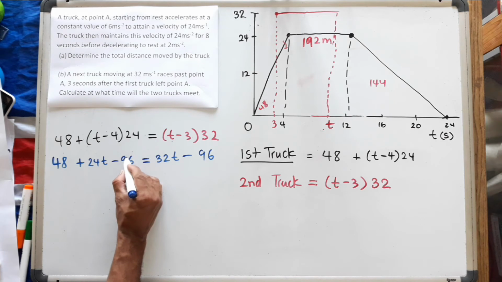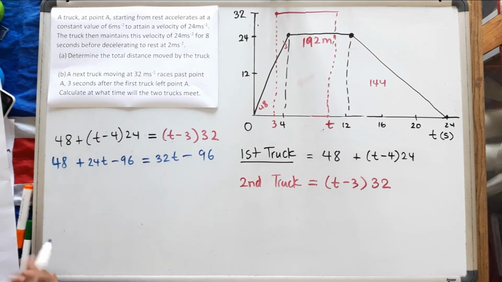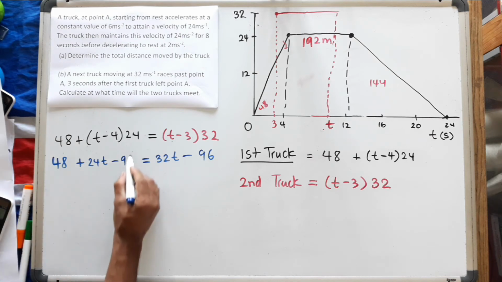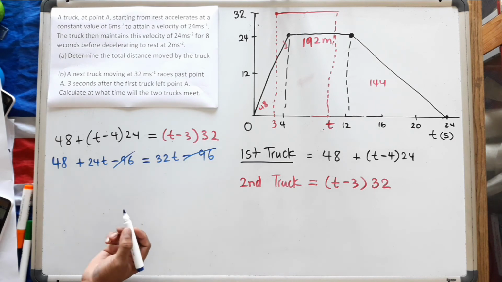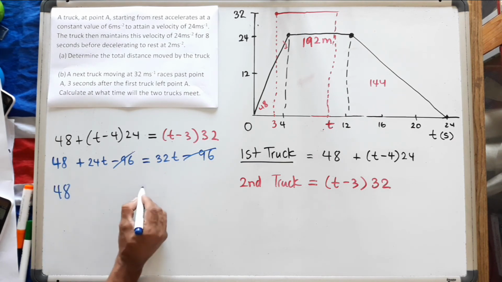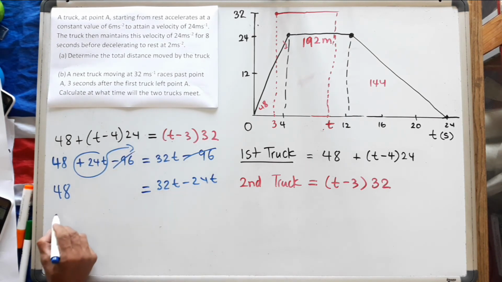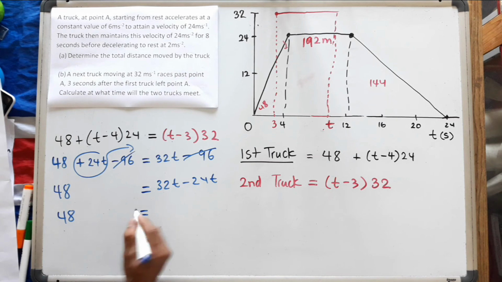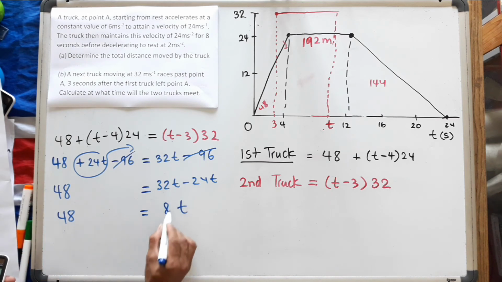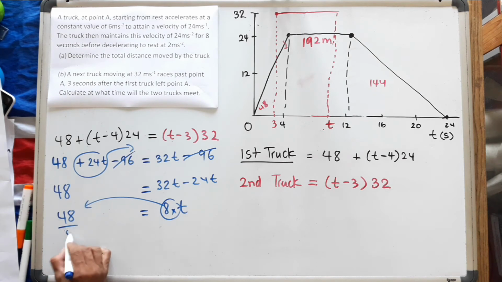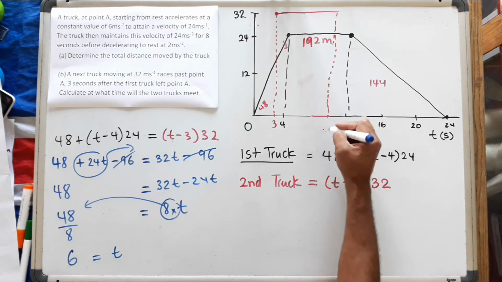So when we throw across the 96 on this side, it will cancel out with the 96 on that side. Let's double check it. 4 by 24 is 96 and 3 by 32 is 96. So that means this and this will cancel out for sure. So we have 48 is equal to, throw across the positive 24, we get minus 24. So 48 is equal to 32T minus 24T. 32 minus 24 is 8. Throw across the multiply, we get a divide. 48 divided by 8 is 6. So that means T is 6.